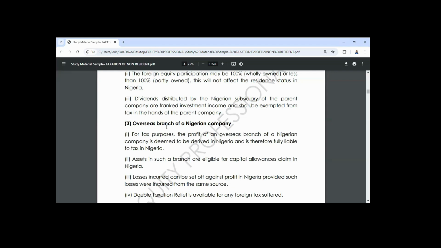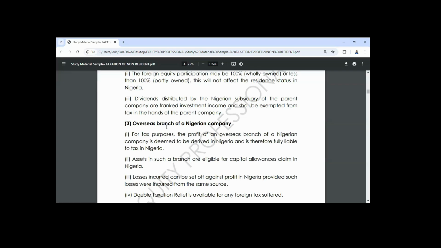Overseas branch of a Nigeria company. What does that mean? A Nigeria company has a branch in other countries. That means the head office is in Nigeria, and they now have a branch in other countries. This one was what we treated last week. This one is where we are going to adopt double taxation. They have a branch, a Nigeria company, a company that is registered in Nigeria, incorporated in Nigeria, and they now have a branch in another country.